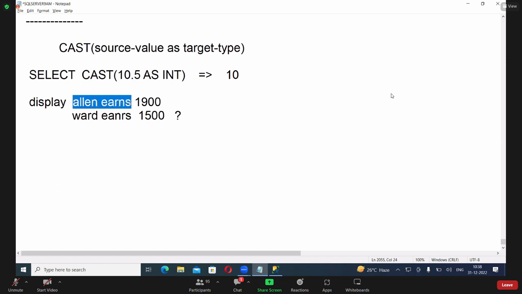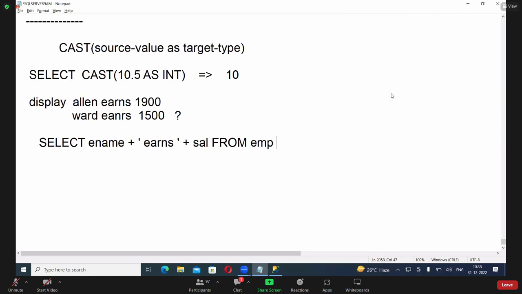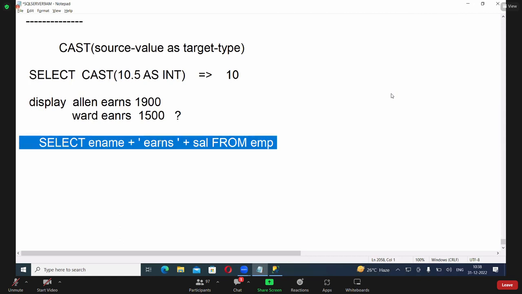So how do we show it like this? Alan ends. Alan is the name. The name should be concatenated with ends. What is the symbol for concatenation in SQL? Plus. Then I'll write it like this: select ename plus ends plus salary from EMP.